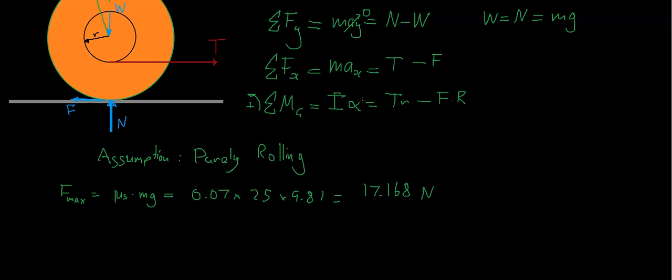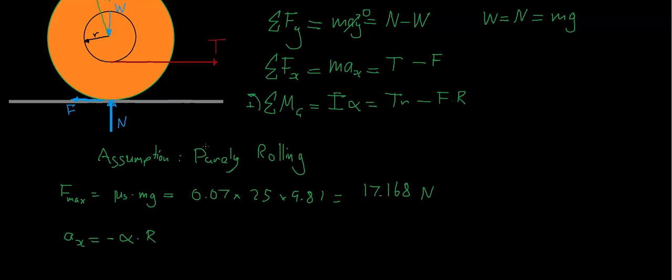Okay, so the next thing to do is, once we've assumed that the object is purely rolling, that means we have an instantaneous center at the floor, and we can simply say that the acceleration of the center of mass is equal to alpha times the radius to the center of mass. Since we have defined the positive direction to be counterclockwise, but we have a_x accelerating in a clockwise direction, this is going to be negative.